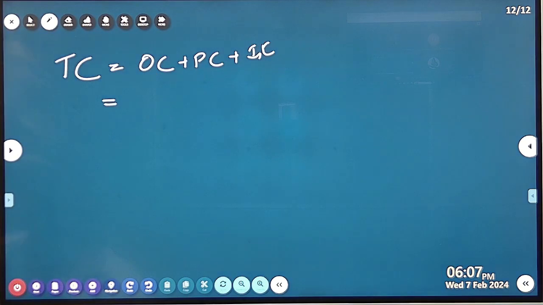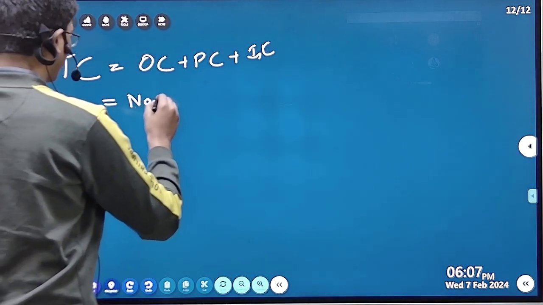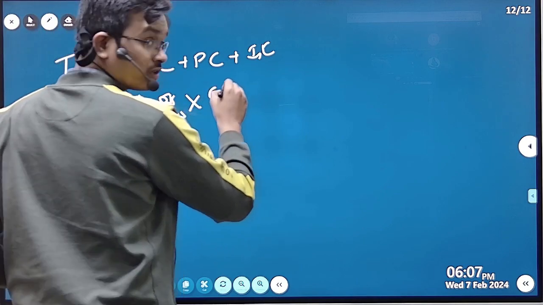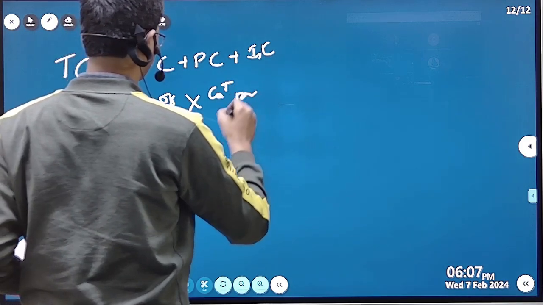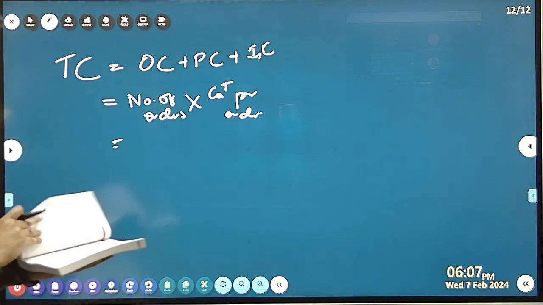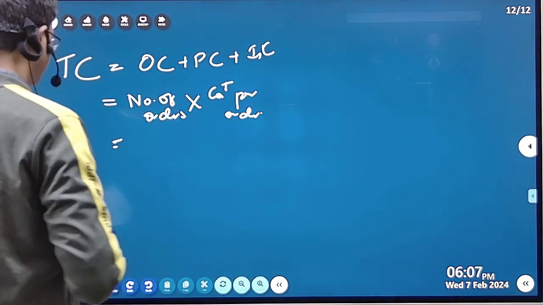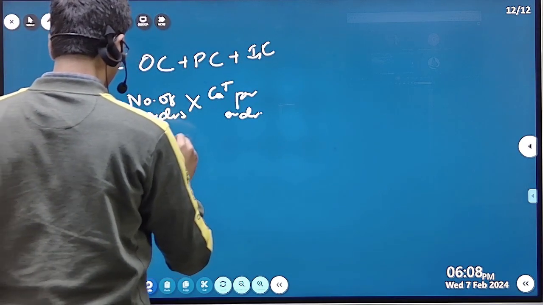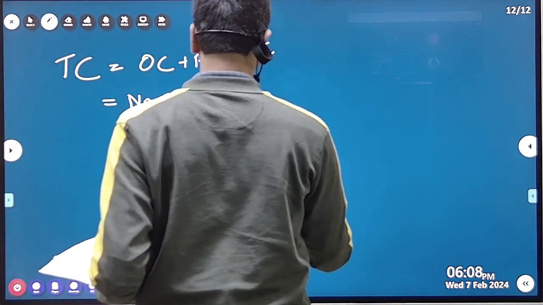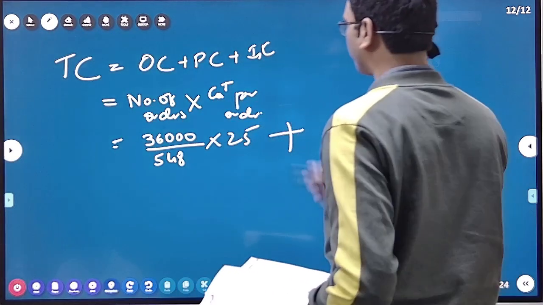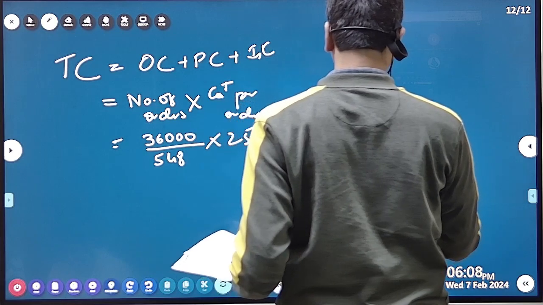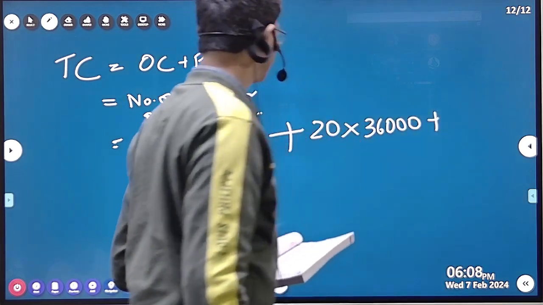Okay. Now ordering cost will be your number of orders into cost per order. Correct? Yeah. So that is your 36,000 divided by 548 into 25. Okay. This is first. Purchase price we know. He says 20 rupees per unit, and we know how many units we have to buy. That is 36,000. Okay. This is simple.